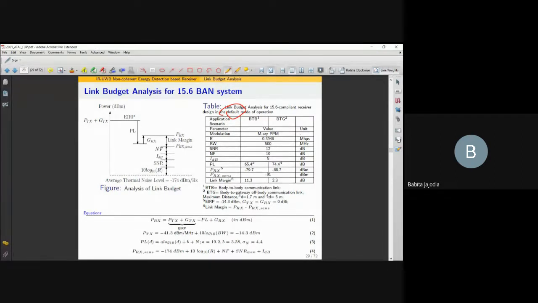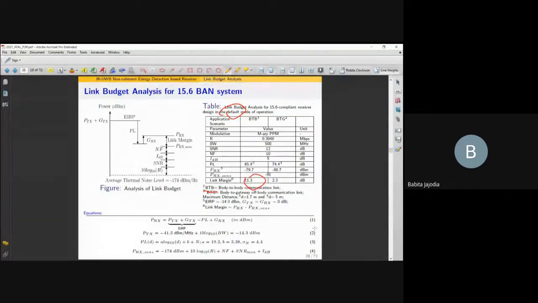So as we know the basic standard, right? It has mentioned B means body to body, another is body to gateway, right? So body to body communication will be on the bodies only, where the nodes are communicating with the other sensors. And body to gateway means you are sending the data from your body, off body, to a particular gateway.